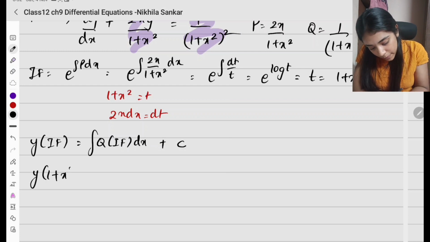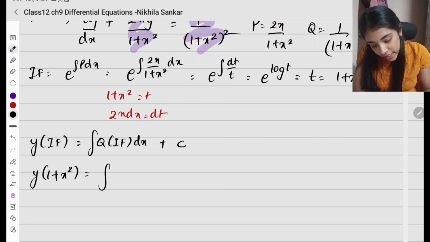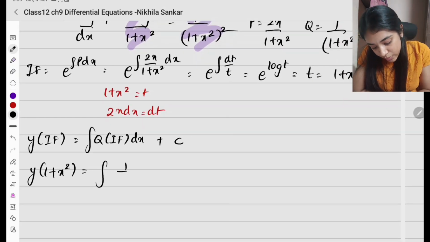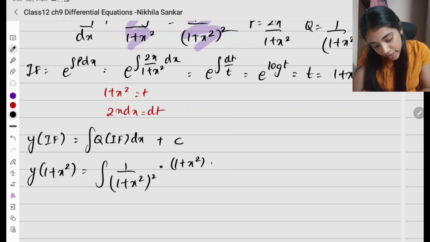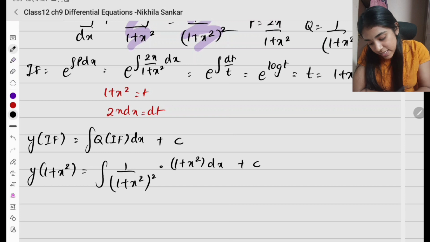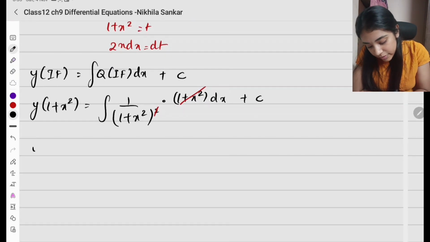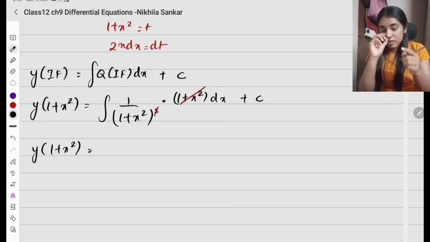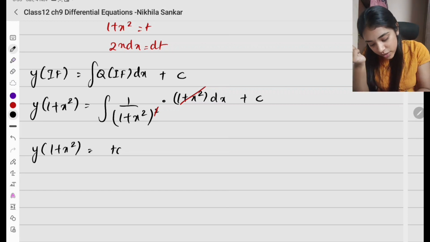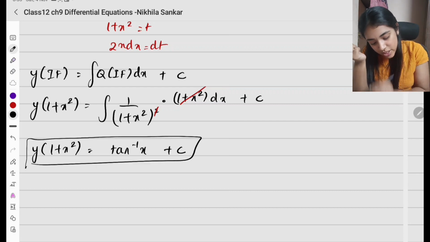Now y times the integrating factor equals the integral of q times the integrating factor dx plus c. So y into 1 plus x square equals the integral of 1 by 1 plus x square the whole square times 1 plus x square dx plus c. Here the square and this one term cancel. So what will I be left with? y times 1 plus x square equals the integral of 1 by 1 plus x square, which is tan inverse of x plus c. So this is going to be my general solution.